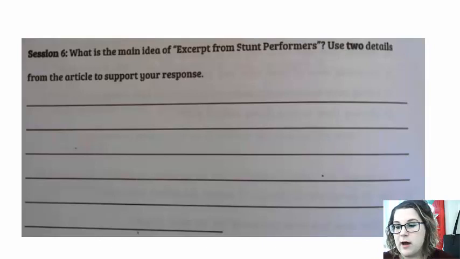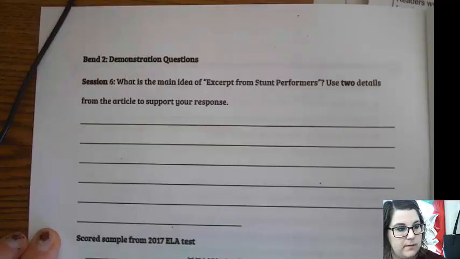There was a section about the movie stunts. There was a section about circus stunts. There was a section about the life of a circus performer. So those were the parts. How did they fit to the whole? Well, for me, the overarching main idea was about these stunt performers. So what I'm going to do is make a claim using the words from my question and talking about the main idea. So I'm going to restate my question here.